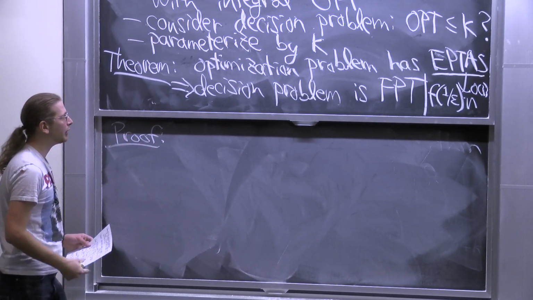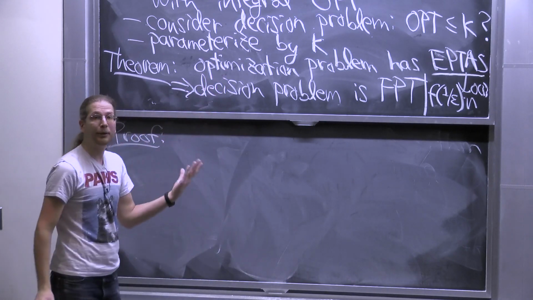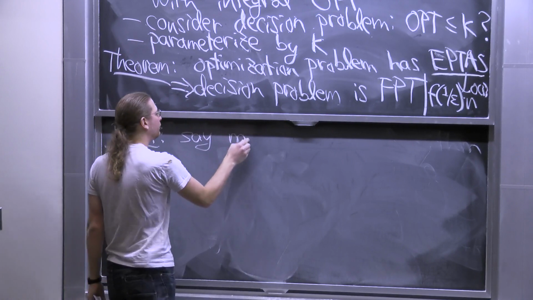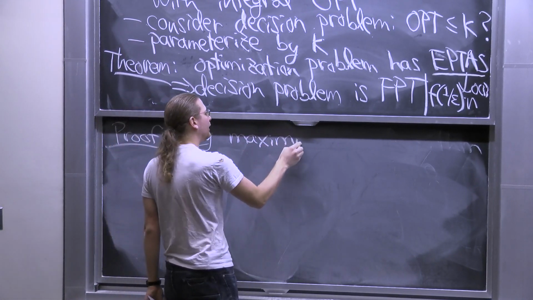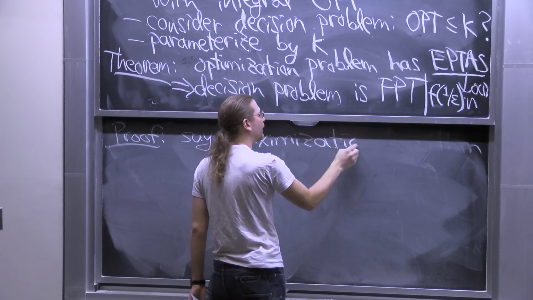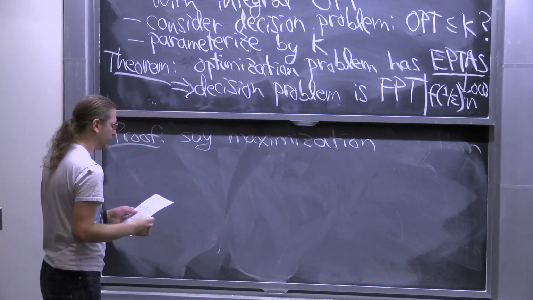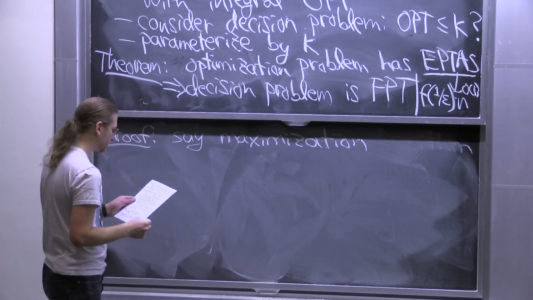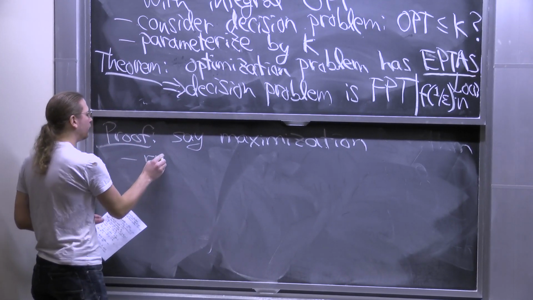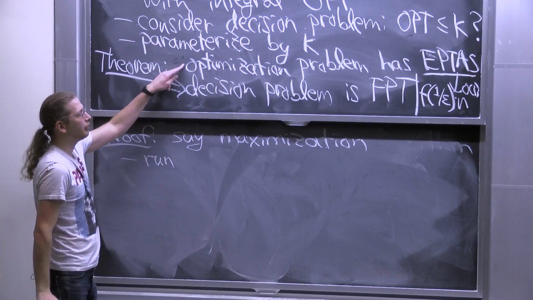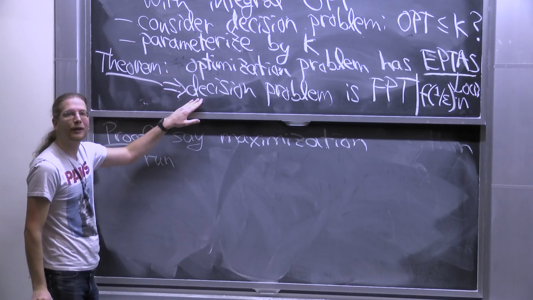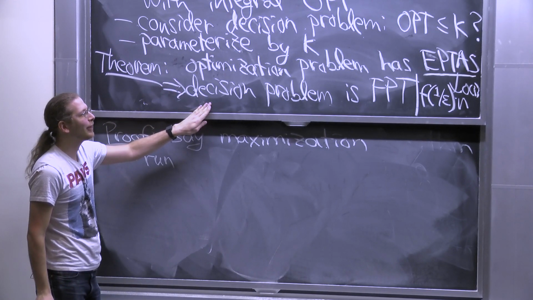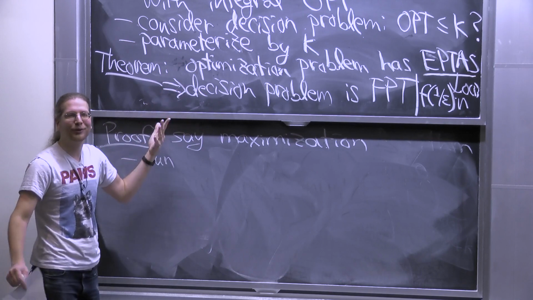So there are two cases. The optimization problem we're thinking about could be a minimization or maximization problem. Let's say it's maximization. Just to be concrete, it won't make too much difference, but it will make a tiny difference in the order of, or the inequality directions. OK, so we're given an EPTAS, and we want to solve FPT. We want an FPT algorithm. So what do we do? Well, the algorithm is going to be to run that EPTAS. That's sort of the only thing we can do.